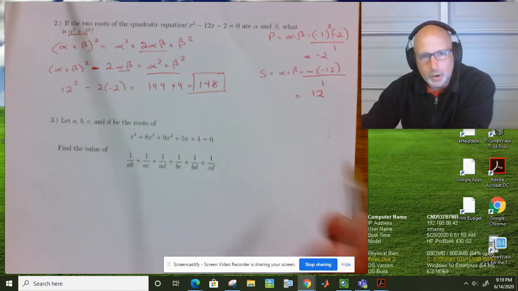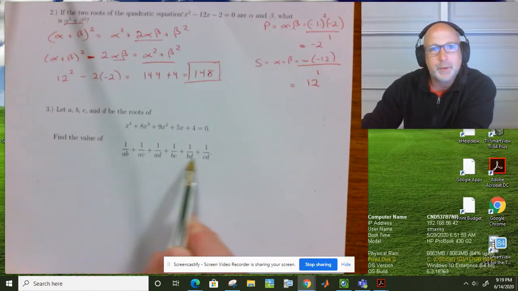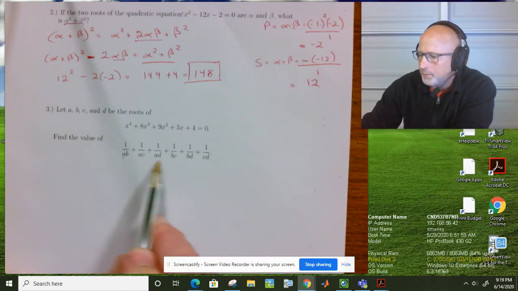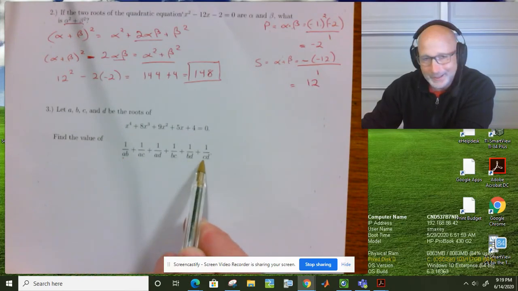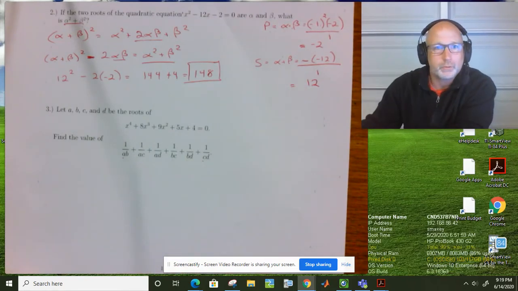But before I get going with this, I'm going to find a common denominator here. The common denominator between AB, AC, AD, BC, BD, and CD is ABCD. And that's the product of all the roots, right?